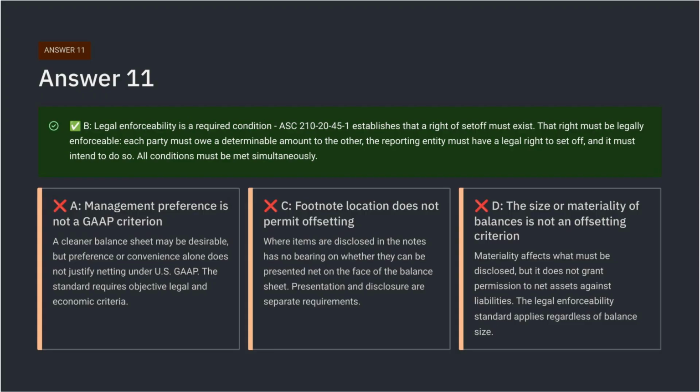It cannot be assumed. Option A is wrong because management preference is not a GAAP criterion. Option C is wrong because footnote placement does not permit net presentation. Option D is wrong because materiality does not create a right to offset. Even a large balance cannot be netted unless the ASC 210-20 conditions are satisfied.